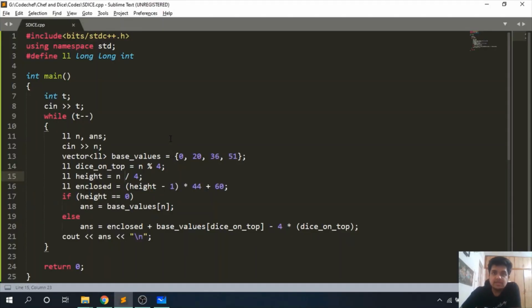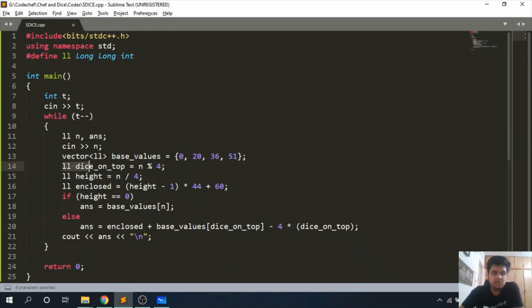Let us start with the C++ implementation. So here I've taken input n, which is the number of dice. Here I've stored a vector named base values. I've stored the first 4 cases that we had seen, n is equal to 0, 1, 2, 3. For n equal to 1, I've stored 20 at the first index, which was the answer for n equal to 1. For n equal to 2, the answer was 36, stored at the second index. And for n equal to 3, the answer was 51, stored at the third index. Here I've stored 0 because if n is equal to 4, it is a complete stack, so there are no dice on top.